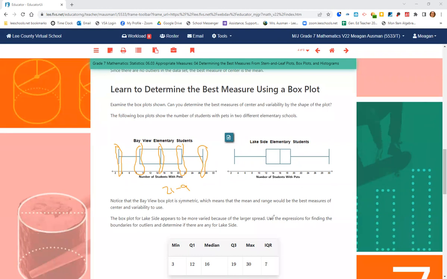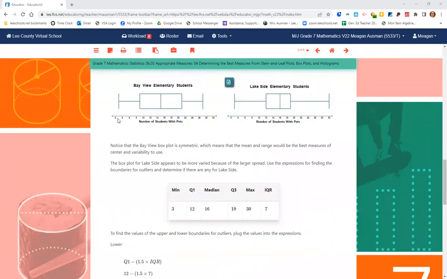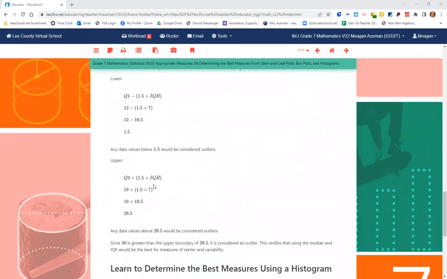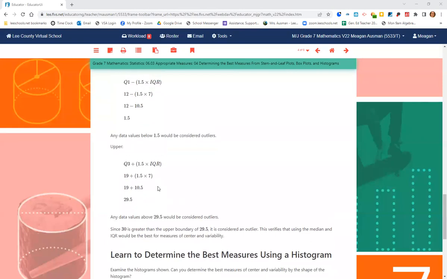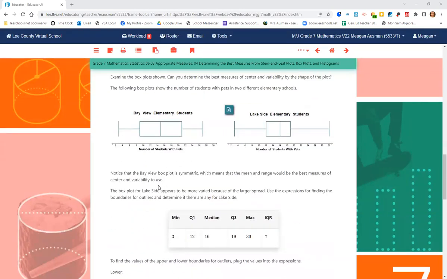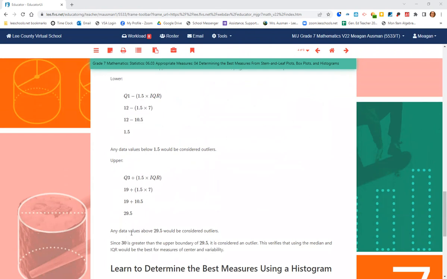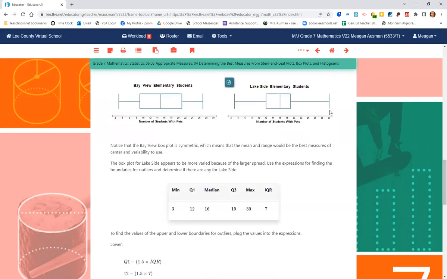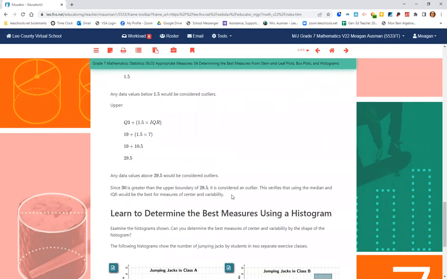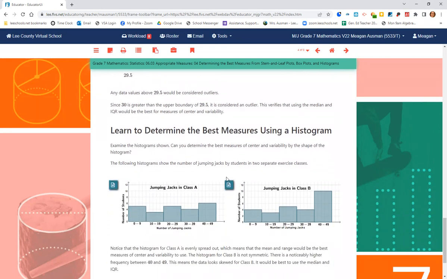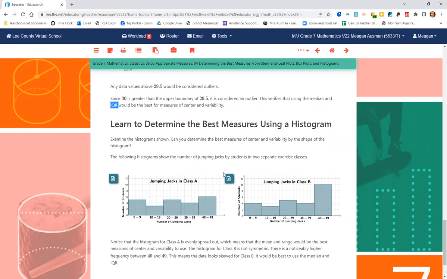What's happening here? Oh, they're doing Lakeside, and I was doing Bayview. Okay, so here is the information for Lakeside. And then you plug it into your formula. So we would see that 29.5 is the upper boundary. And there is a number that's 30. So that would be considered an outlier. Now that it has an outlier, it means that the median and the IQR are going to be the best measure for center and the best measure for variability.